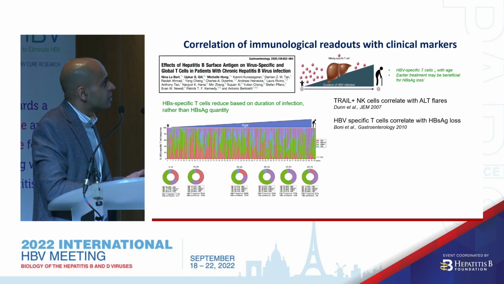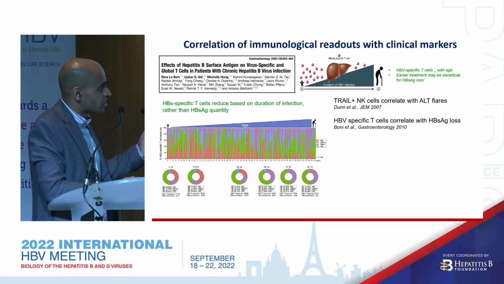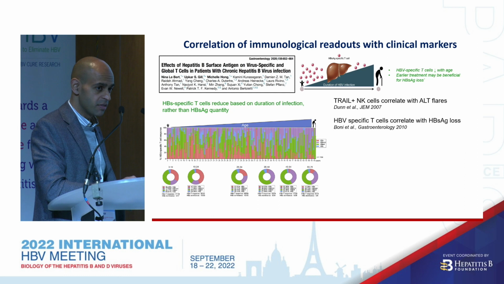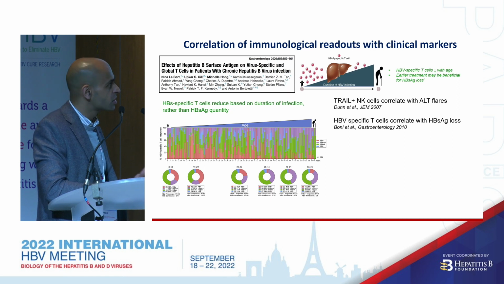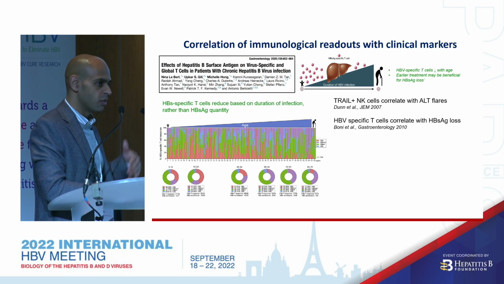And we've seen, for example, these are just a couple of examples, that TRAIL-positive NK cells may correlate with ALT flares. So that gives us an idea of something going on in the liver. HBV-specific T cells may correlate with some surface antigen loss, but again, that is also dependent on what peptide you're looking at, how long the patient's been on treatment, and other factors involved with that.